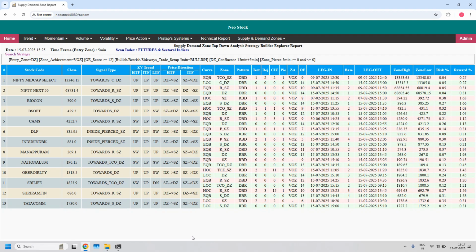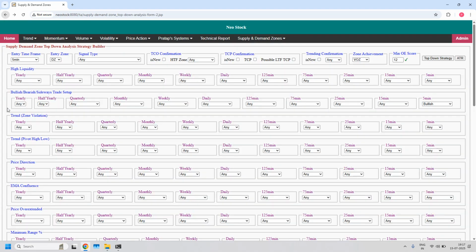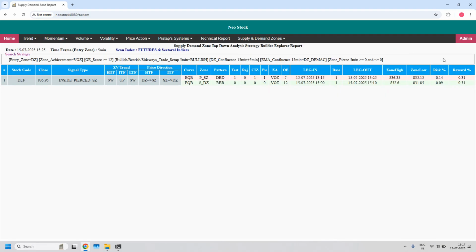So let's further verify how many of these 15 minutes demand zones are having daily EMA confluence. 15 minutes demand zone with daily EMA. Only one stock is having. That way this 5 minutes demand zone might be having more high probability to get success, provided less than 20 checklist items are satisfied. Otherwise the zone might be violated.